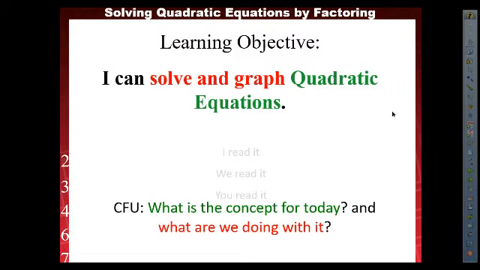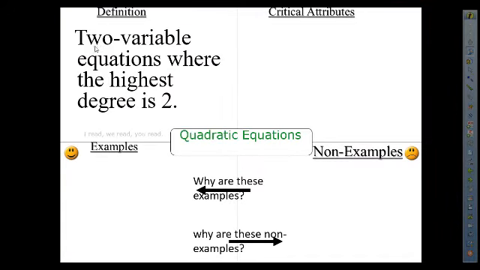What are quadratic equations? Quadratic equations are two variable equations where the highest degree is 2. Two variable equations where the highest degree is 2. Take note of the definition.